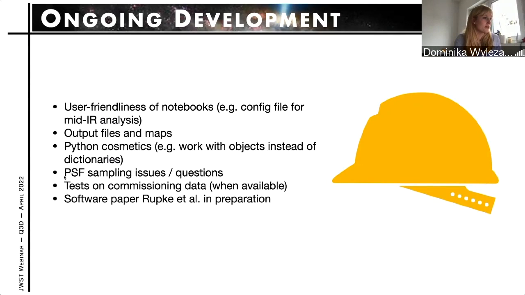I'm working on some Python cosmetics, like Dave mentioned, move some of the dictionaries to objects or make them into classes. And the bigger remaining issues that we still need to tackle before we can actually release the software for JWST purposes is that we have to deal with the PSF sampling issues. And then, of course, when the commissioning data becomes available, we'll run tests with this commissioning data.